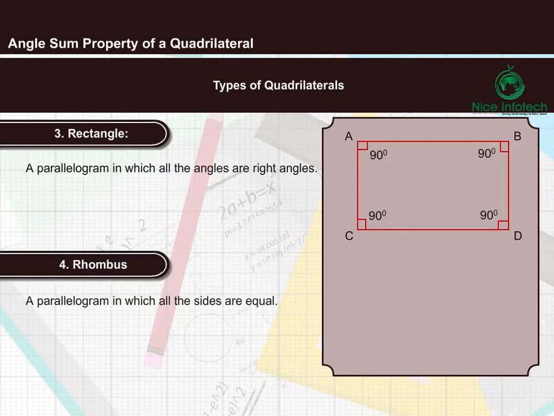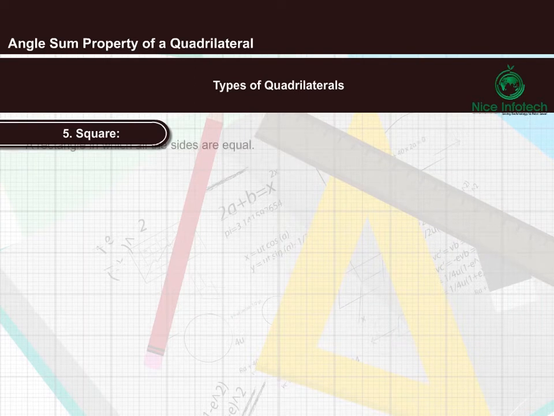The next type of quadrilateral is rhombus. It is a parallelogram in which all the sides are equal. See figure, ABCD is a rhombus. It holds all the properties of a parallelogram. The difference is that in rhombus all the sides are equal. That is, AB is equal to BD equal to DC equal to CA. The last type of quadrilateral is square.